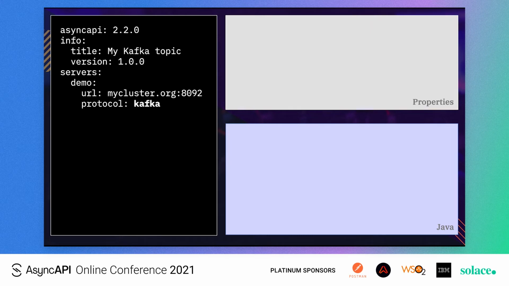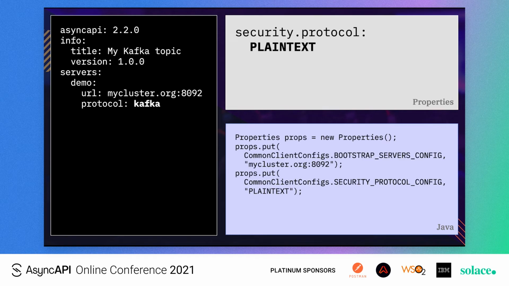So let's start with the simplest document, protocol kafka. Remember that means no encryption, and no security scheme, so that means no authentication either. So you'd configure your app for this using security.protocol set to PLAINTEXT. And in Java, it could look like this. You would put your security protocol config set to PLAINTEXT in the properties object that you'll pass to your Kafka app.